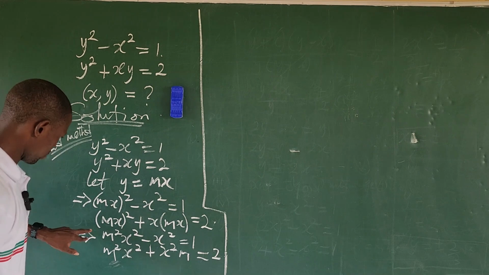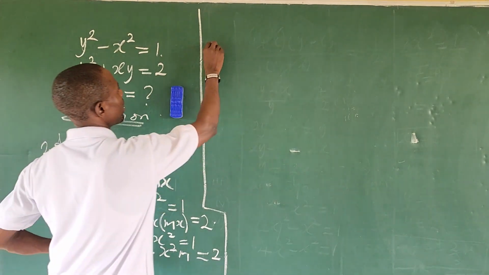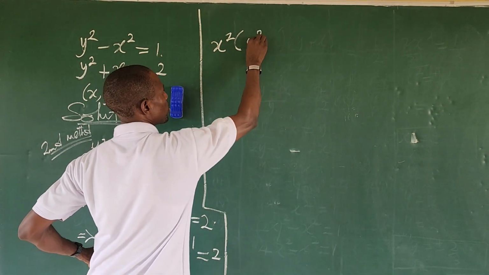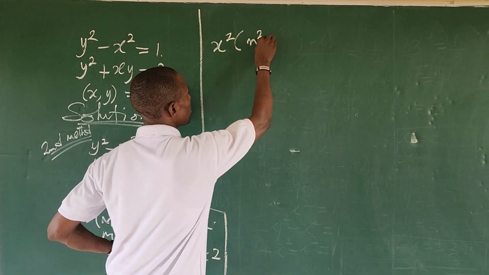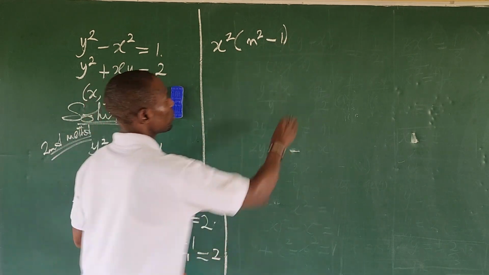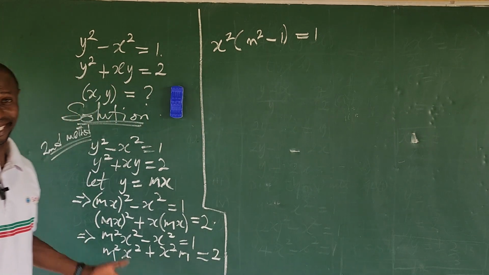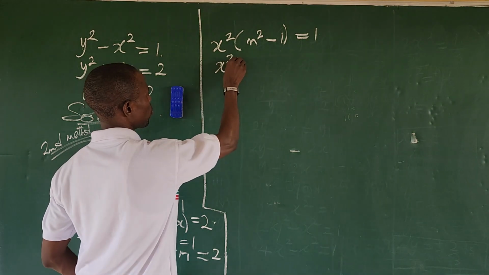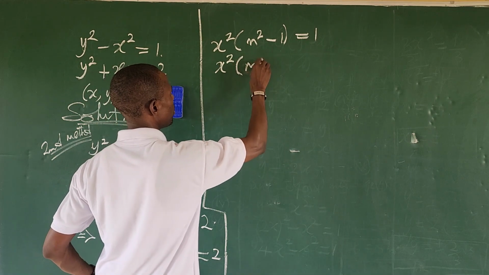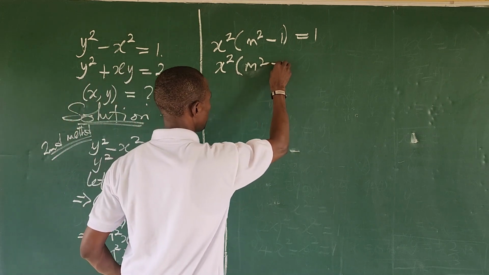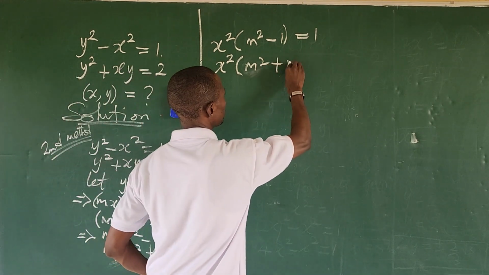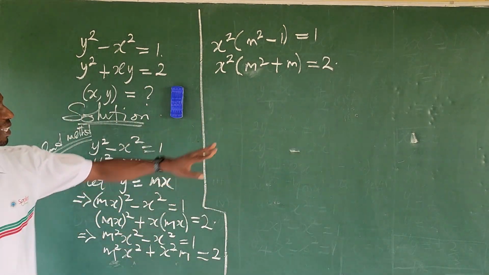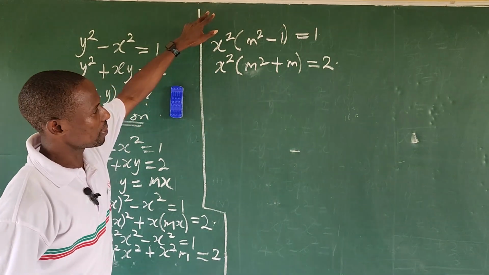All right. So the first one, if we factor out x squared, we're going to have x squared into, here we'll be left with m squared, then minus 1, close bracket, equal to 1. Easy. We do the same thing here. Let's factor x squared too. So we have x squared, here we have bracket, m squared plus m, close bracket, equal to 2. Easy.